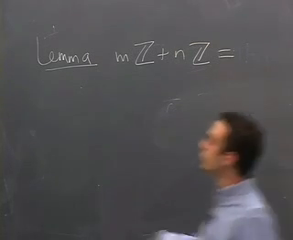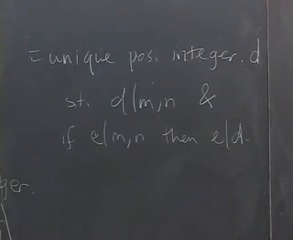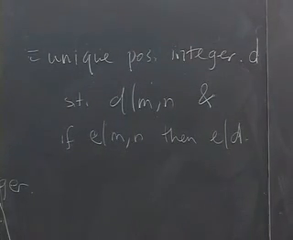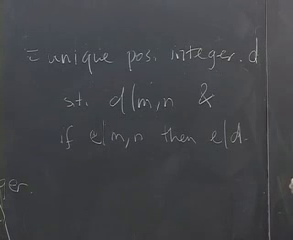Oh, a unique positive integer d such that d divides m and n, and if you have another common divisor, then it divides the greatest common divisor. So it's just talking about the division structure of the thing.